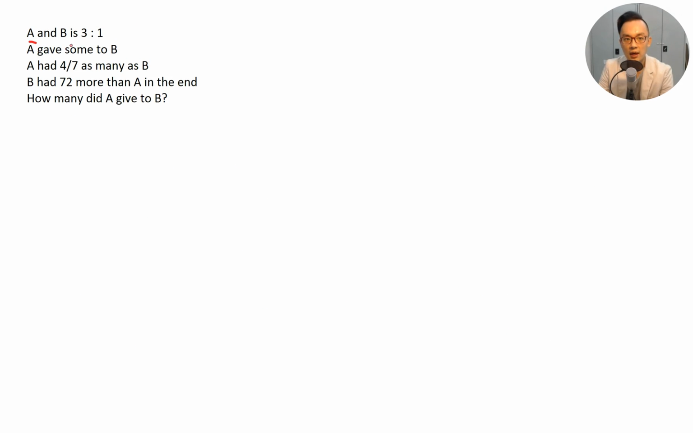Okay, in this question, A and B is 3:1. A gave some to B. A had 4 over 7 as many as B. B had 72 more than A in the end. How many did A give to B? So let's look at this. A and B is 3:1. Alright, so I need to find my total, which is 4.